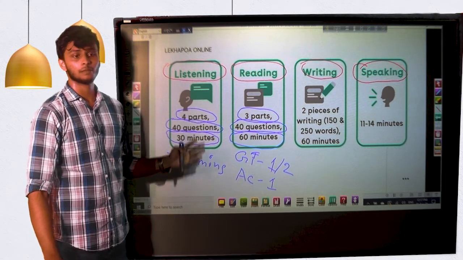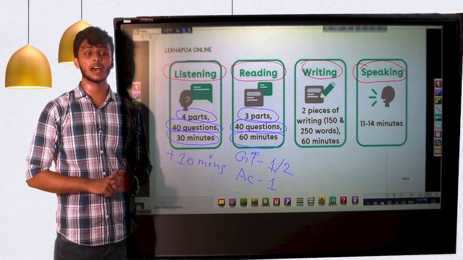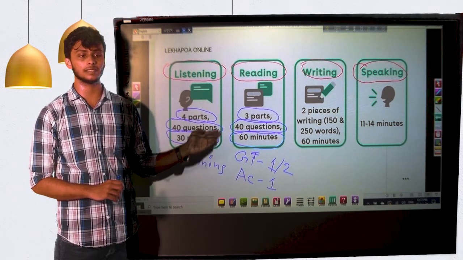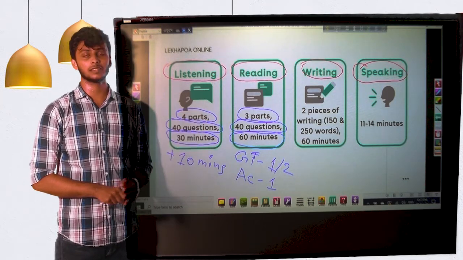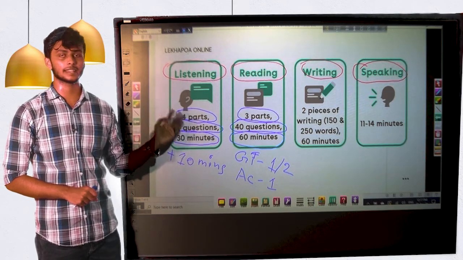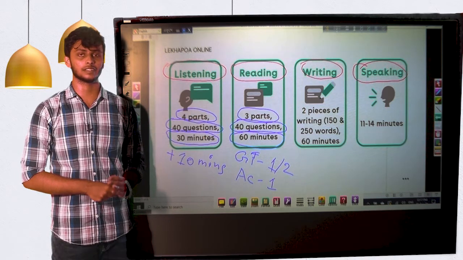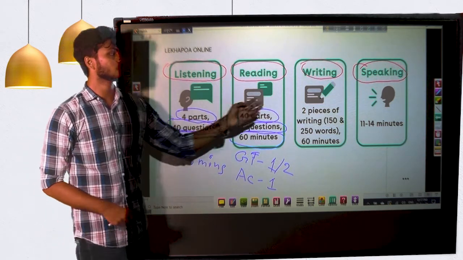So here, make sure of one thing: you write down your answers directly in the answer sheet, because you won't get any extra minutes in this module to transfer your answers to your answer sheet, unlike listening. So make sure you write your answers directly into your answer sheet in this module. Now let's move on to the writing.